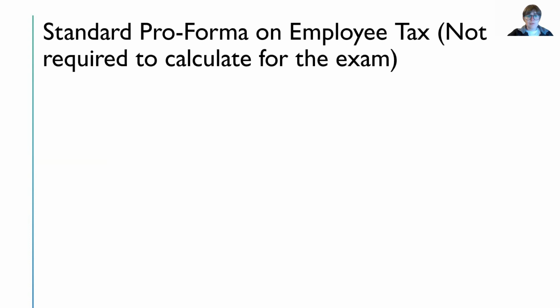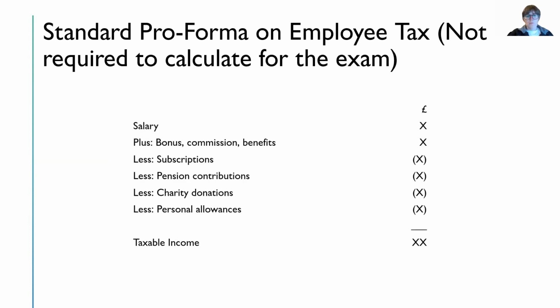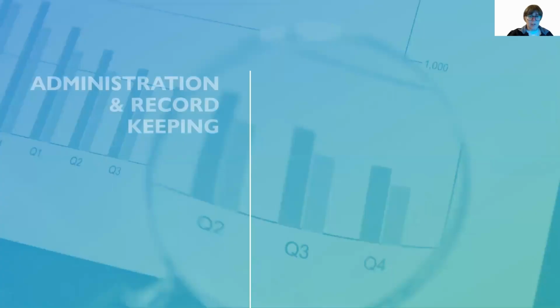So the standard pro forma on employee tax is as follows. You do your salary plus bonuses, commissions, benefits, whilst deducting any subscriptions, pension contributions, charity donations, and personal allowances, which you would then receive your taxable income figure from.